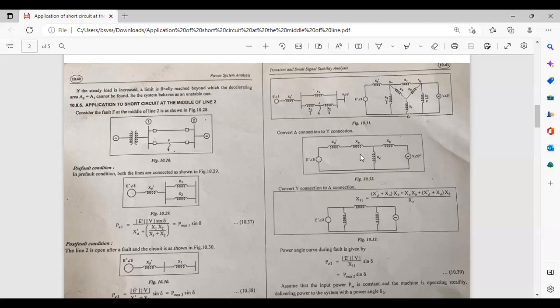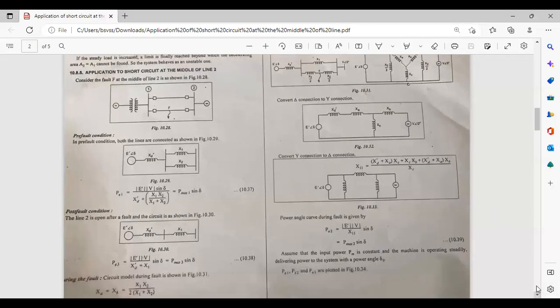Now, again, we need to convert this equivalent star into delta. For this also, you have to apply the formula for star to delta conversion. This is the formula to calculate it. So this is your equivalent reactance value, X11 is equal to XD dash plus XA into XC plus XC XB plus XD dash plus XA into XB divided by XC. So this is the final equivalent circuit after converting this star into delta.